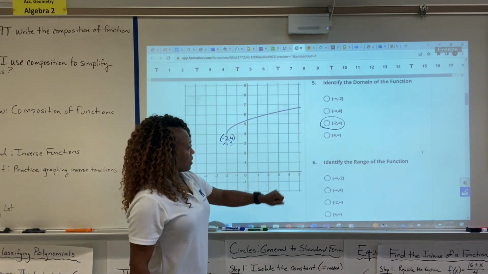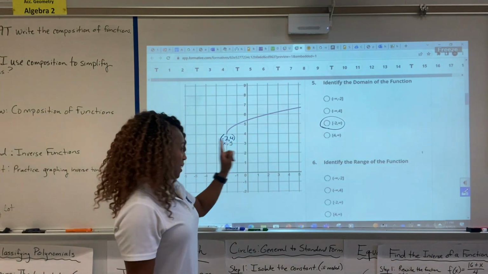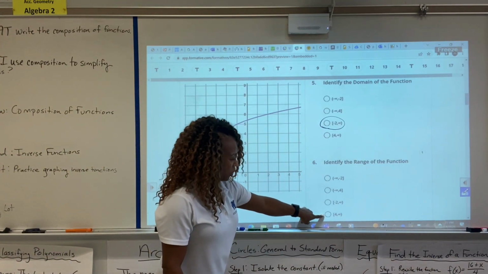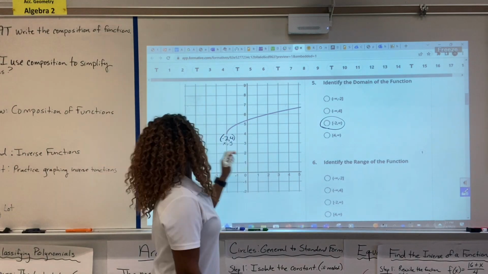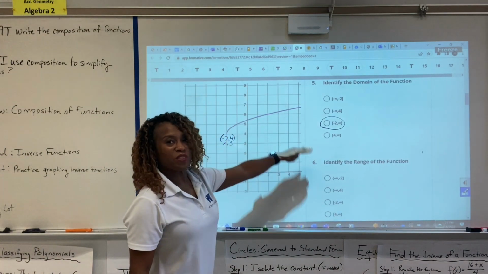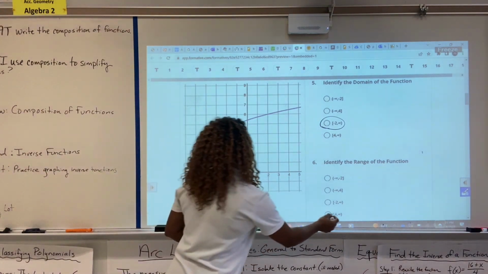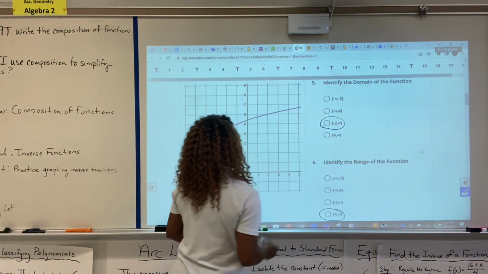So let's do number 6. Now they want the range. So we just said that it starts at 4 for the range. This is the only one that begins at 4 for our range. And then from there it goes up and to the right. That means it's going to positive infinity, even with the y coordinates. So here we have our range.